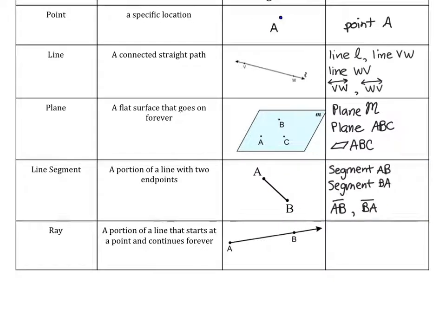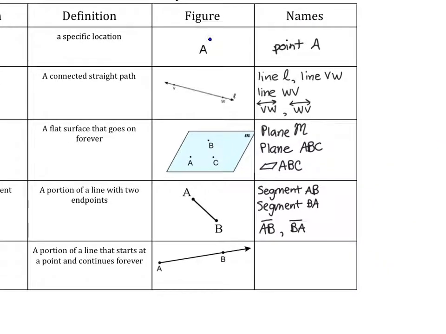And the last term you need to know is a ray. A ray is a portion of a line that starts at a point but continues forever on the other end. So it's kind of like a combination of a segment and a line. So here we have a point and here we have an arrow.